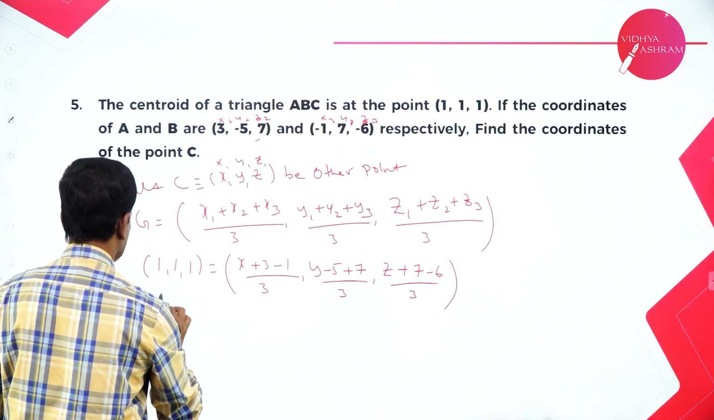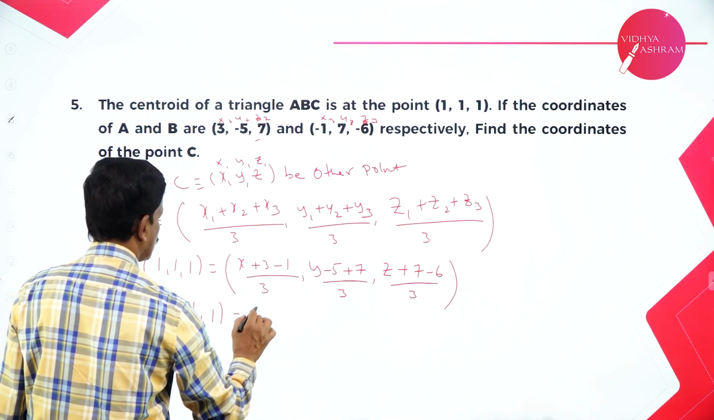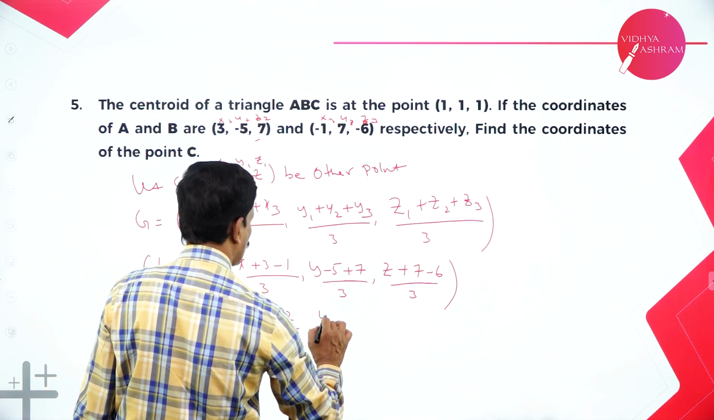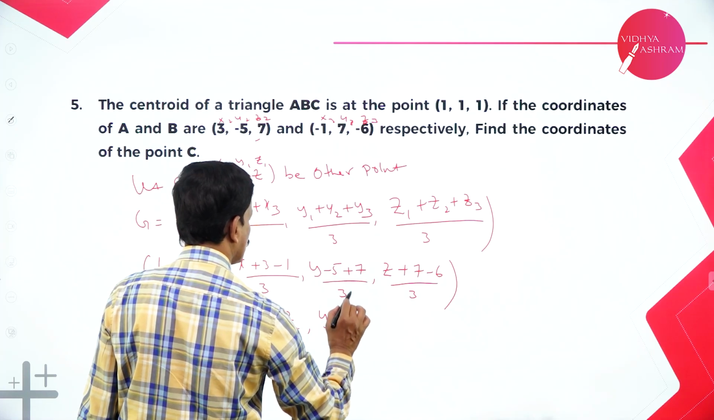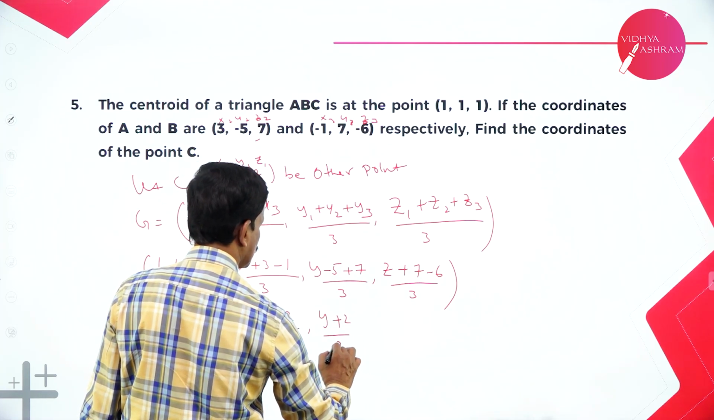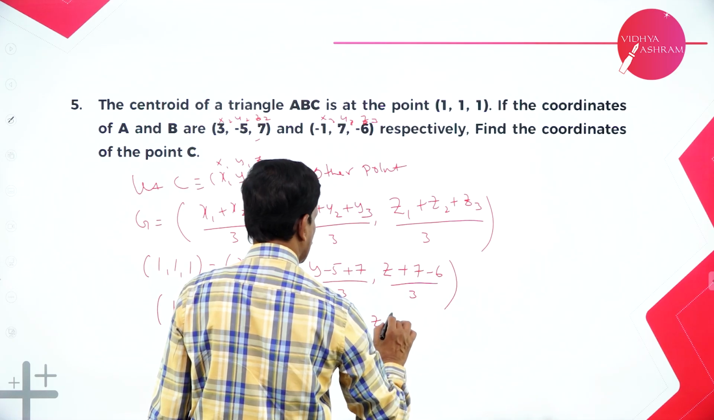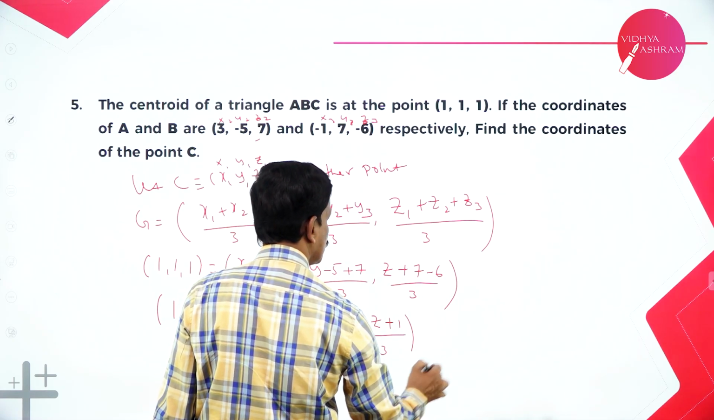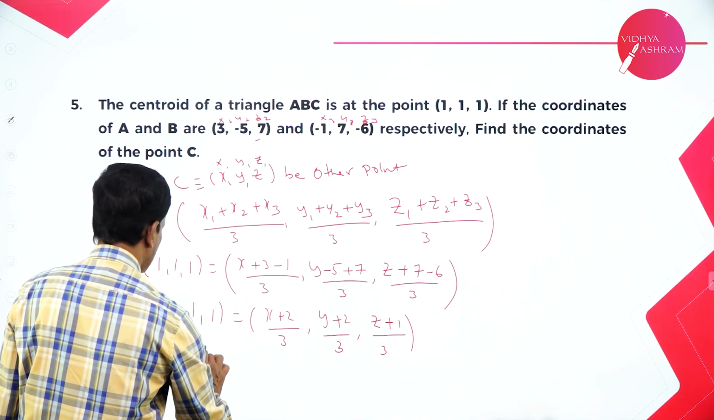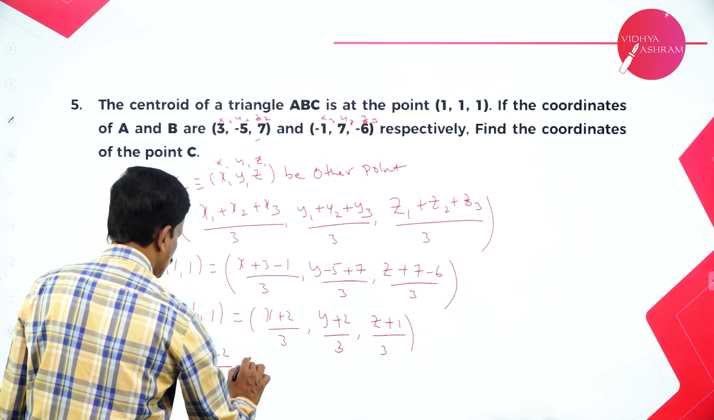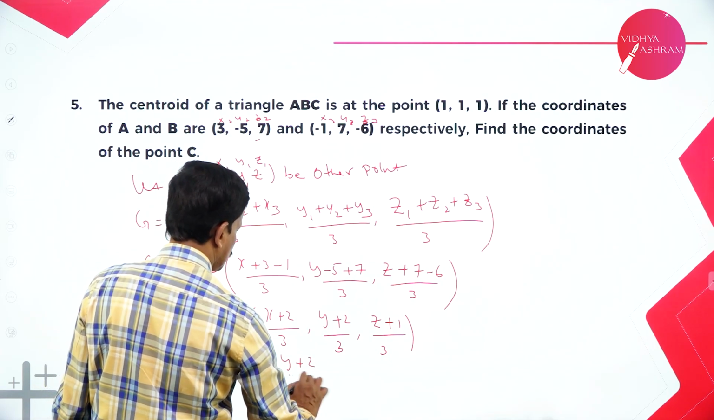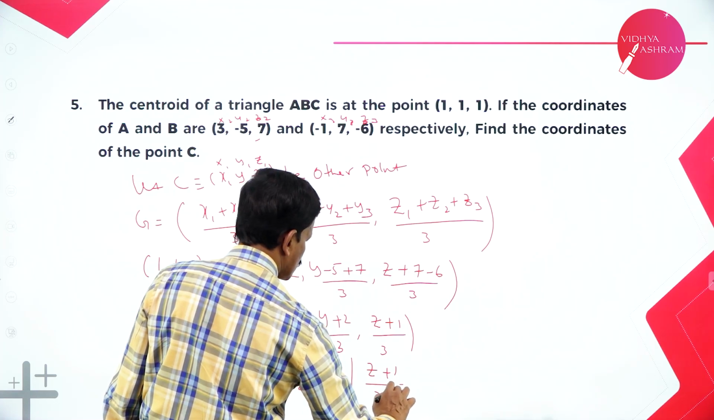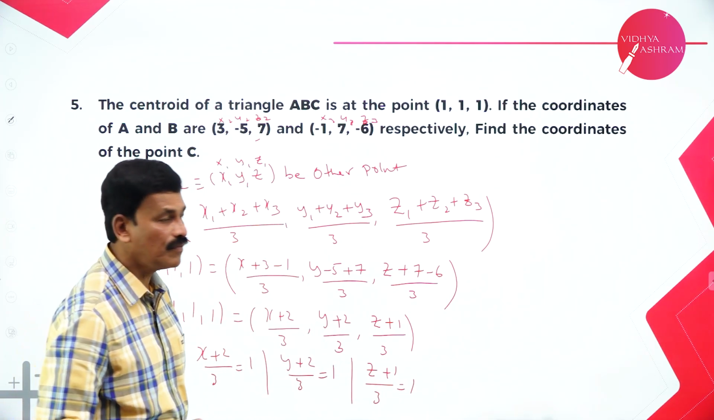Now what is this equal to? (1, 1, 1) is equal to (x plus 2) divided by 3, then y: minus 5 plus 7 is plus 2, divided by 3, then z plus 7 minus 6 is 1, divided by 3. Equate it. So we get (x plus 2) by 3 is equal to 1, (y plus 2) divided by 3 is also equal to 1 and (z plus 1) by 3 is also equal to 1. Solve this, you will get the values of x, y, z.